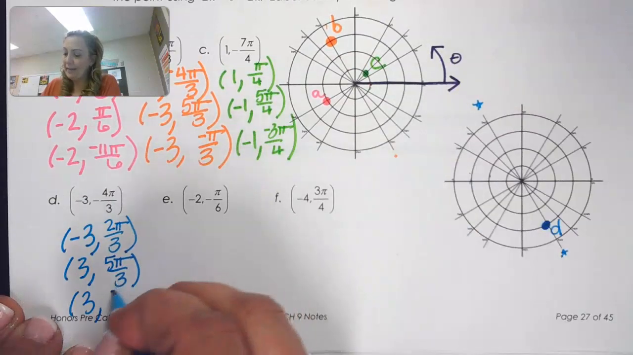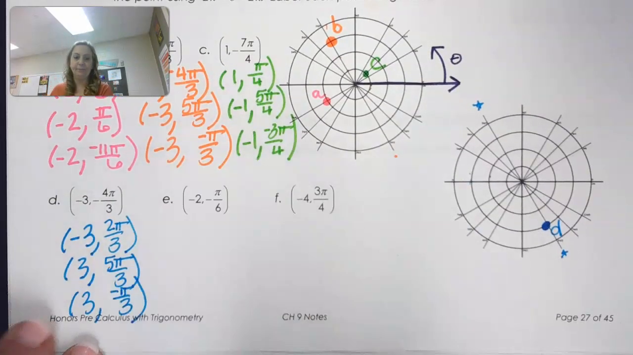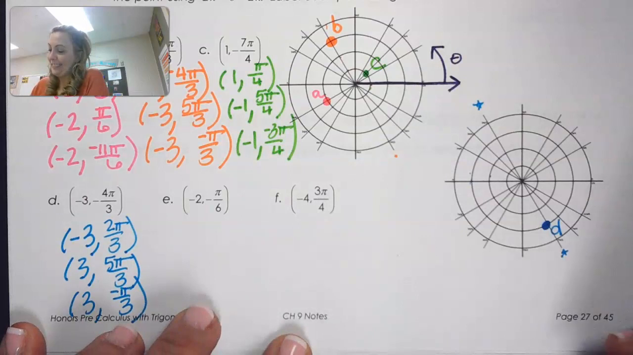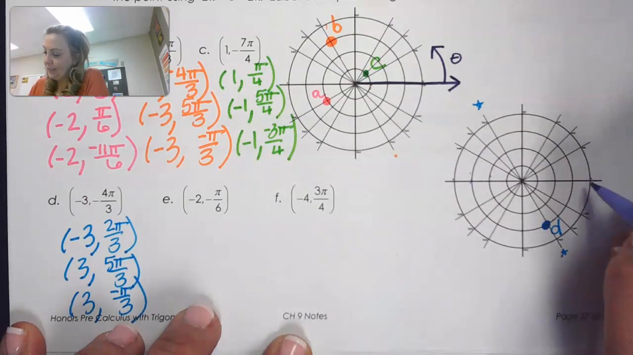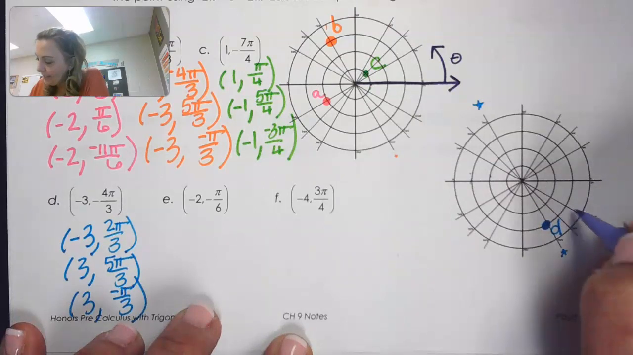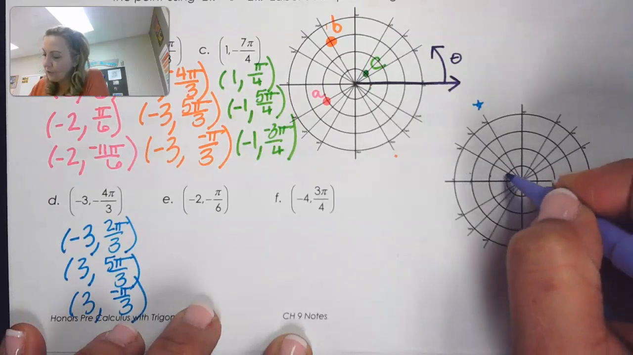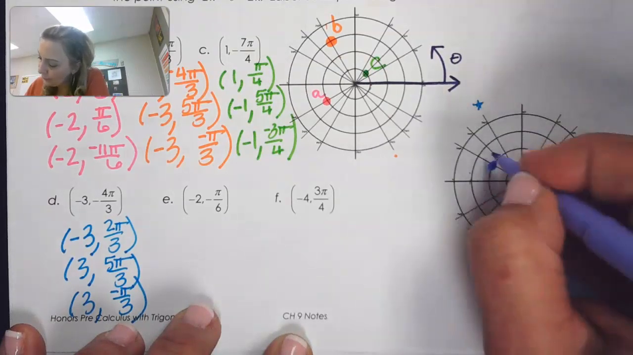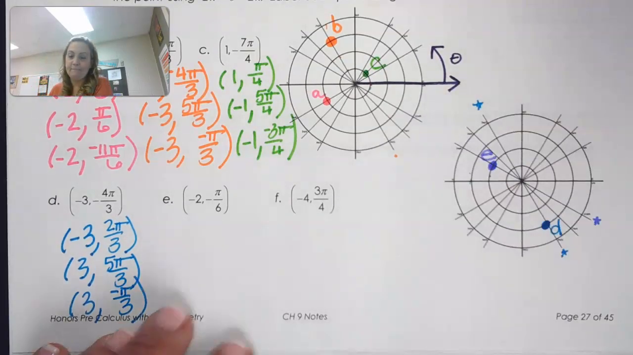Or if we backed it up, -π/3. Okay. If we did letter E, so -2, π/6. So this is where my π/6 is. If I did -2, I would need to go 2 backwards in this direction. So this is where that letter E would be.